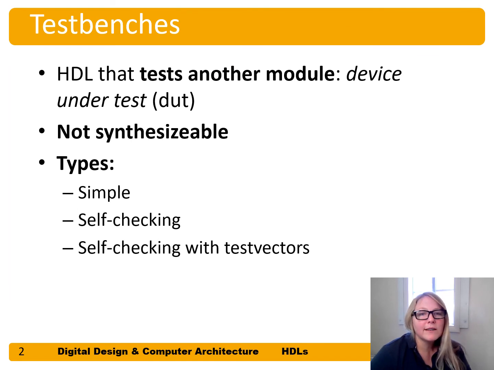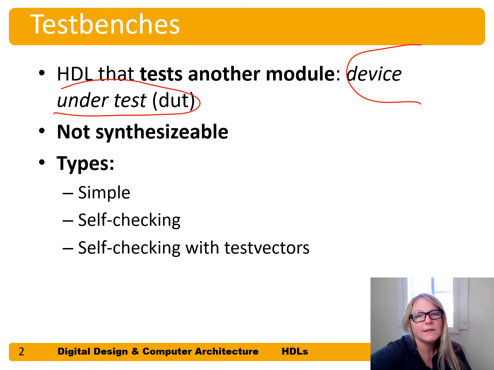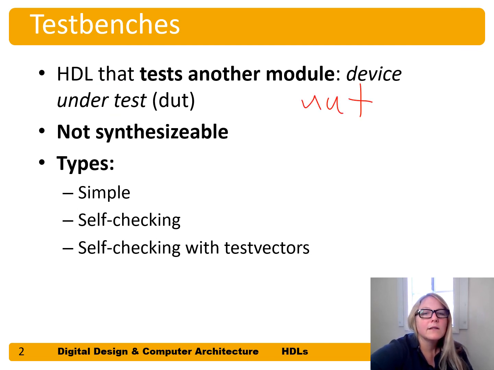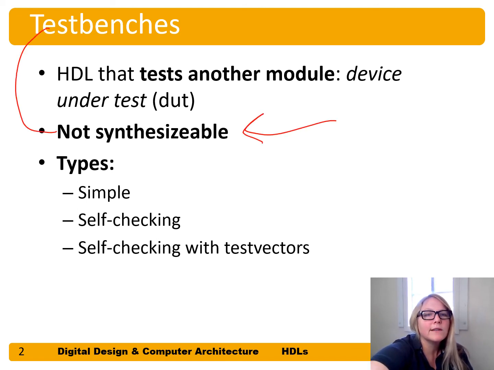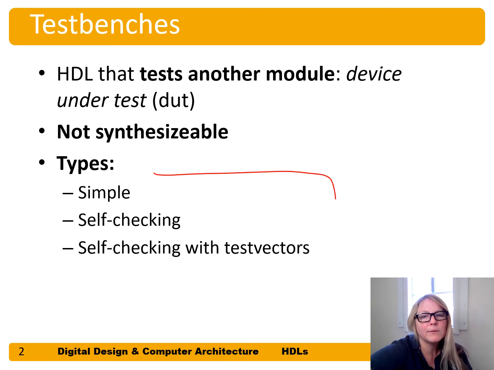So a test bench is an HDL module that tests another module, and this module that it's testing is called the device under test, or the DUT. You'll also see it called the unit under test, or the UUT. So this is not synthesizable. A test bench is not synthesizable. This is just for simulation only. And let's talk about 3 different types of test benches: a simple test bench, self-checking, and self-checking with test vectors. So they're going to kind of build upon each other.